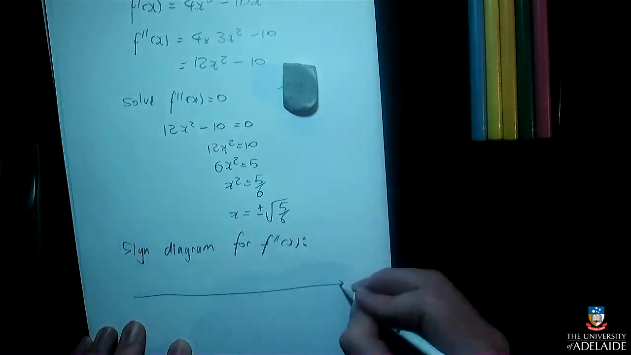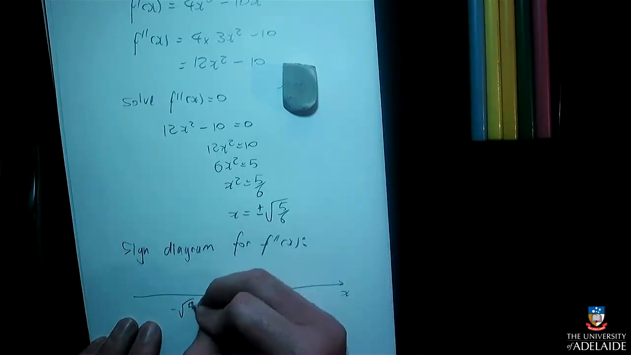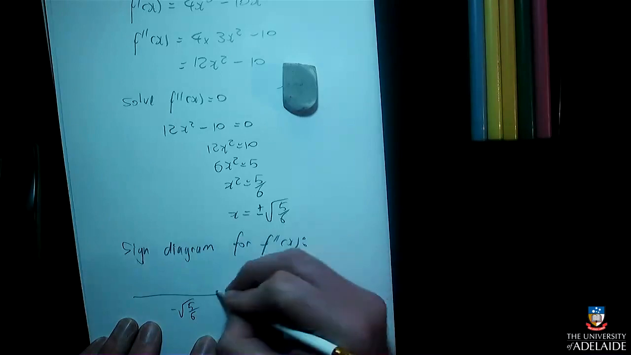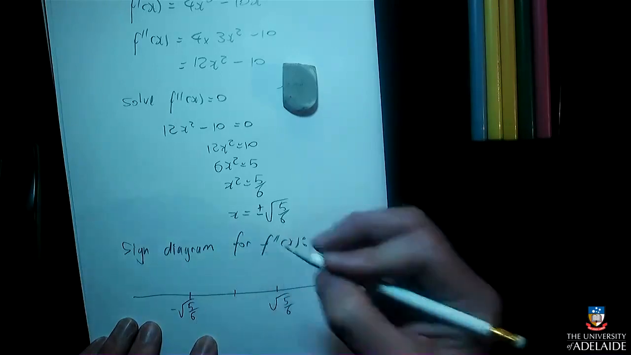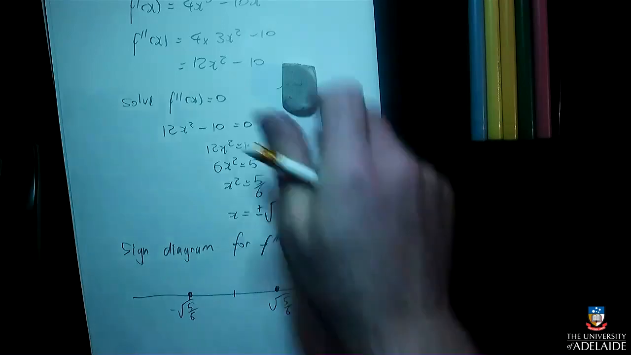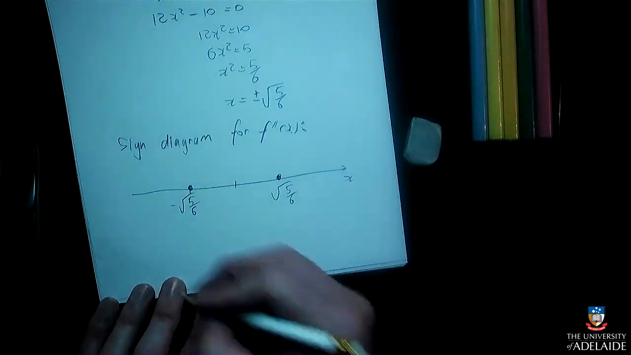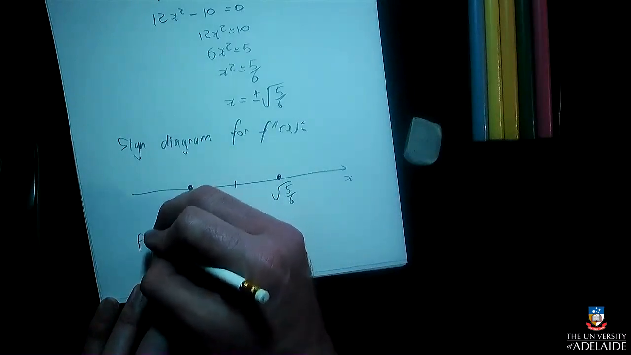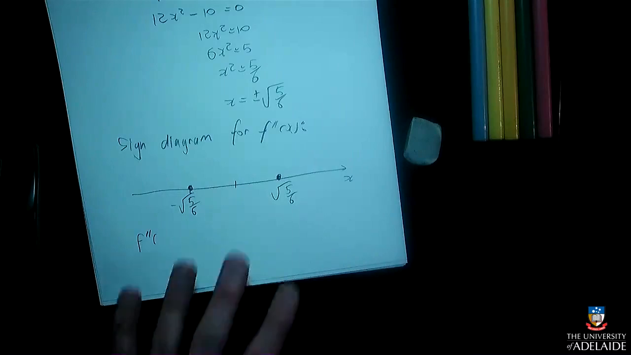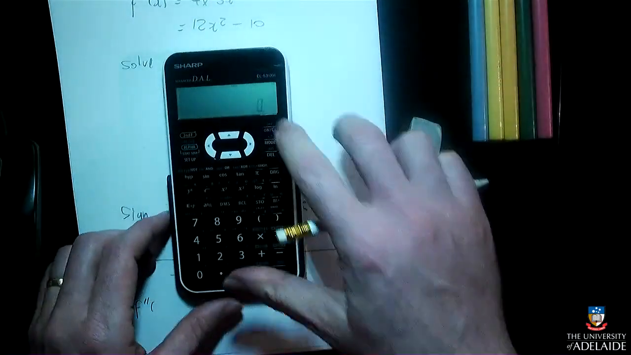Okay, so these are the x's. The places we're interested in are minus root 5 on 6 and plus root 5 on 6. Okay, and 0 is actually not an interesting point for us. It didn't come up in this working. So let's see, f double dash of a number over here. Well, root 5 on 6, actually just let's write down what that is approximately.